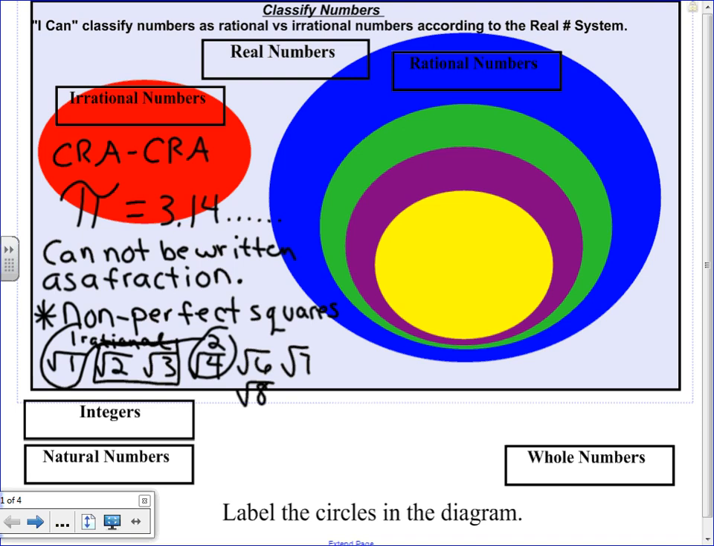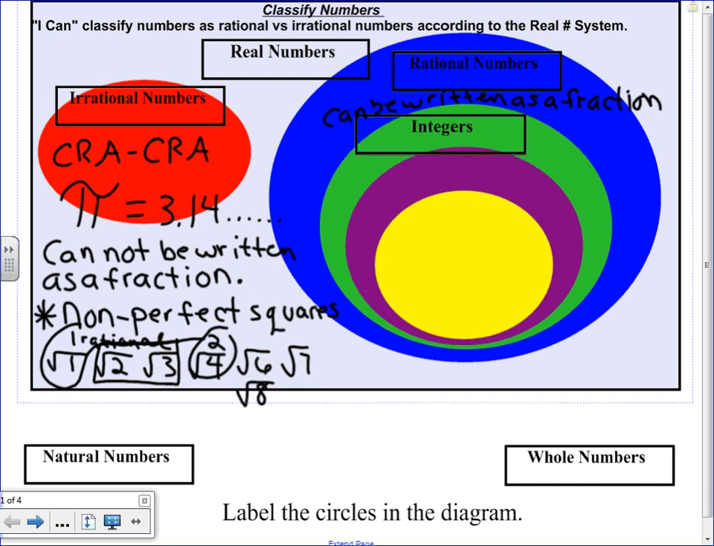On the rational category, the big category right under rational, let's first just define it. So rational numbers then can be written as a fraction. So our next category is going to be integers. So we're going to put integers here. Integers are counting numbers and their opposites.